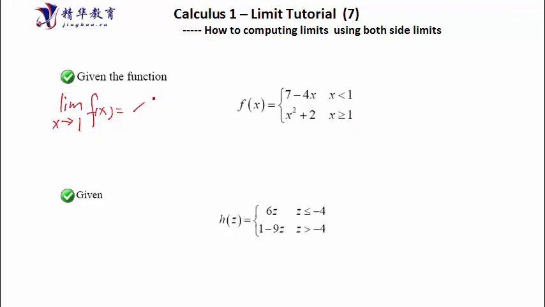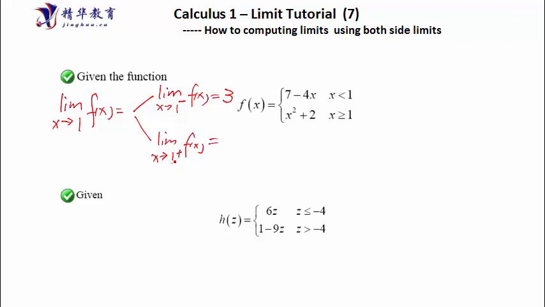So we separate this into two different limits. One is the limit as x goes to 1 negative, and the other is the limit as x goes to 1 positive of f(x). If x goes to 1 negative, that means we are approaching 1 from the left-hand side. That means our input is slightly less than 1. So which function do we put in? We put in here, because our input is less than 1. The x is still very close to 1, we consider it 1, but this is the less than 1 condition. 7 minus 4 times 1 is equal to 3.